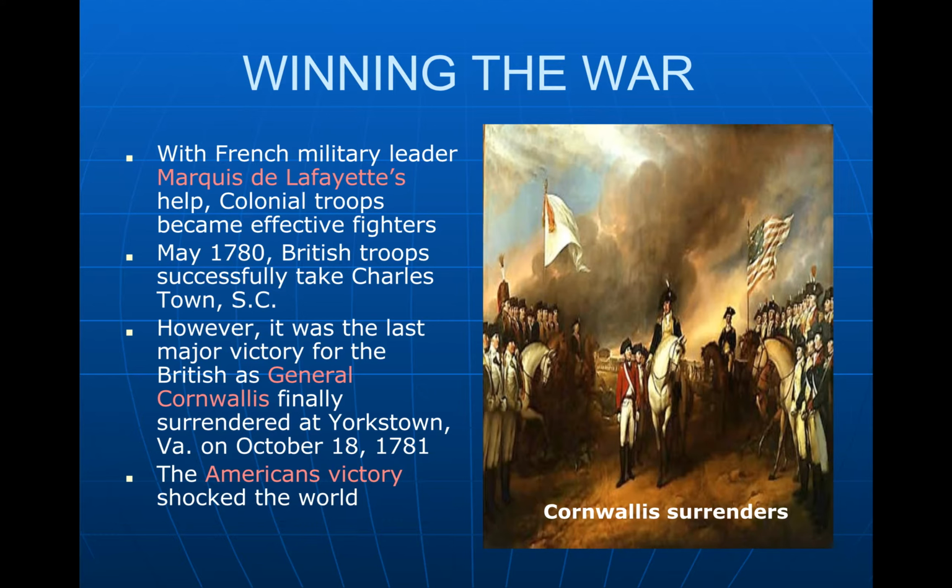A French military leader, Marquis de Lafayette, chooses to help the American colonists, and through his help, the Continental Army becomes more effective fighters. In May of 1780, British troops successfully take Charlestown, South Carolina. However, that is the last major victory for the British, and General Cornwallis and the British soldiers finally surrender to the Continental Army at Yorktown, Virginia on October 18, 1781. The Americans' victory shocks the world.